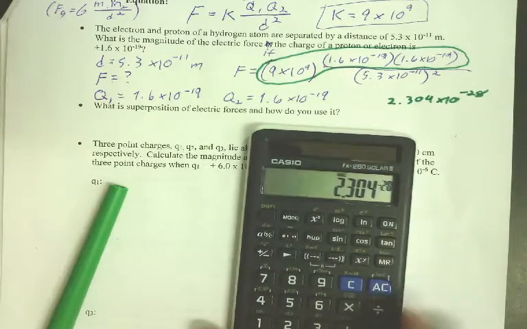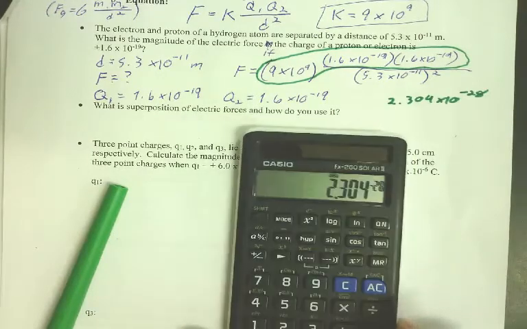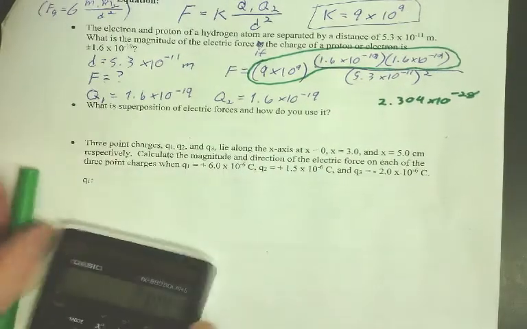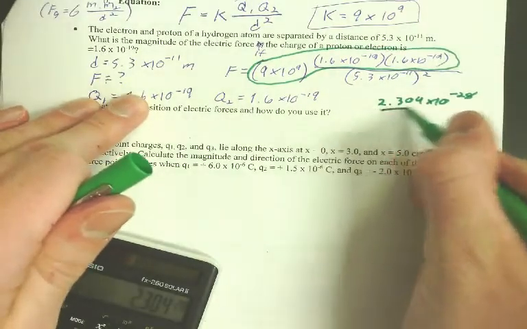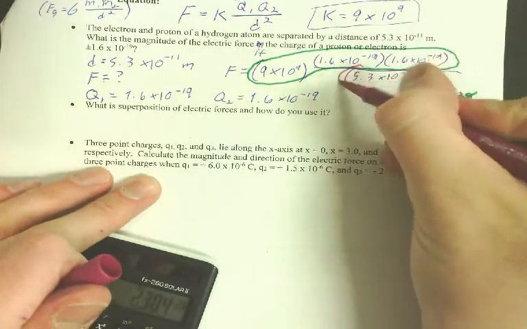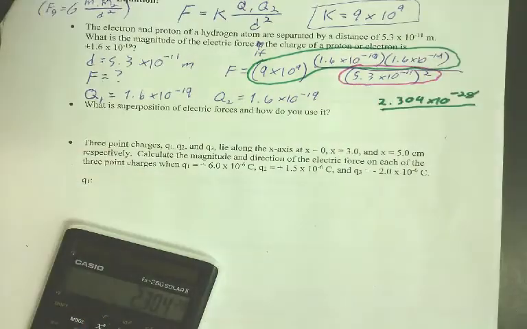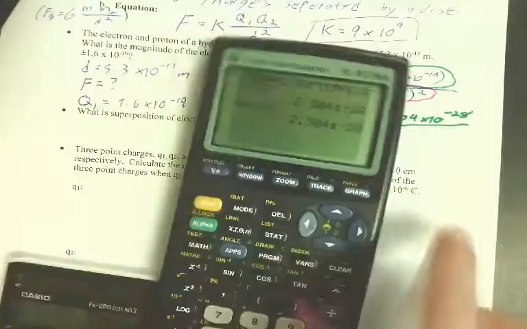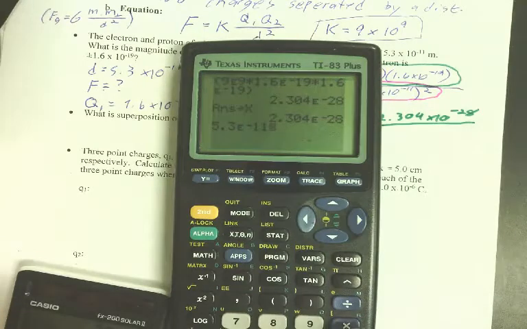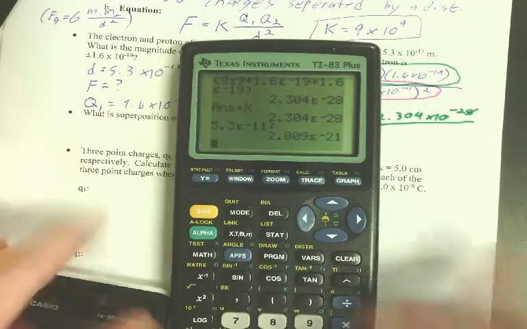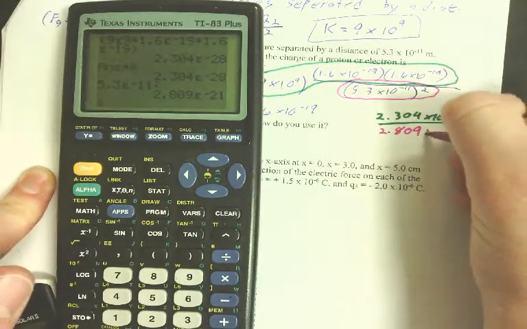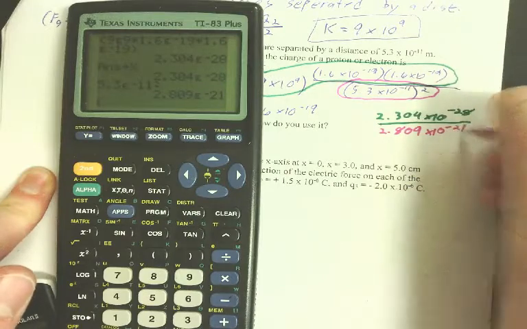Times 9 times 10 to the 9. Divided by 5.3. I haven't divided this yet. Oh, I'm going to do that now. So let's go ahead and divide the bottom. I'm going to go ahead and square the bottom first. So I'm going to do that on this one. 5.3 to the negative 11th squared gives me 2.809 times 10 to the negative 21st.